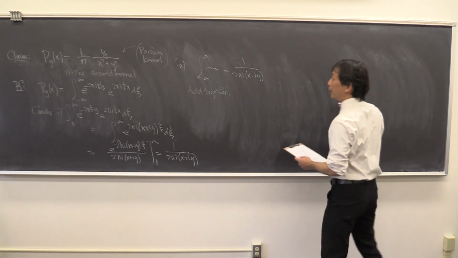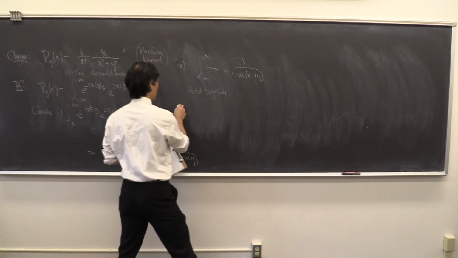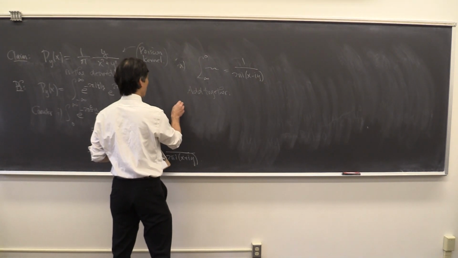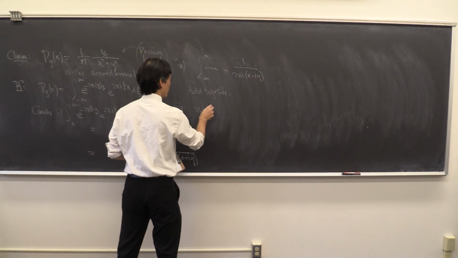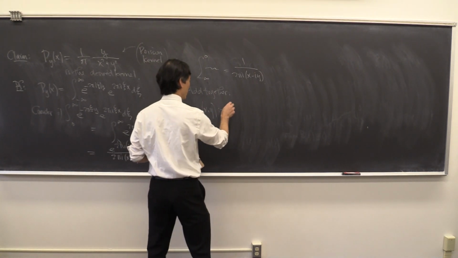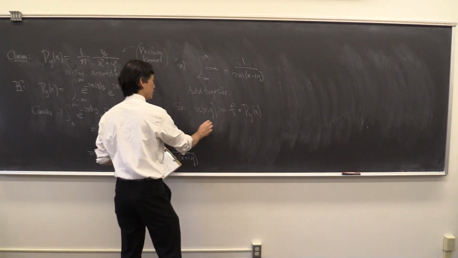Okay, so our guess is right. Our guess, u of x, y being f convolved with p sub y of x, is our guess.